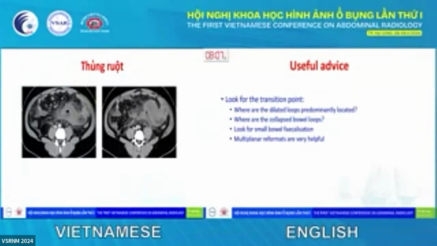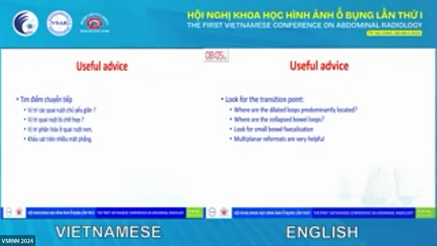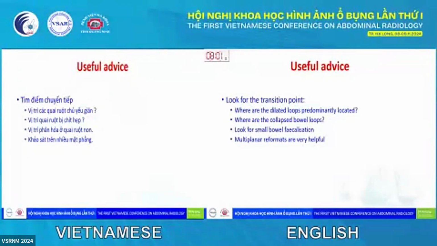So some useful advice that I give to my junior residents when they are reading scans such as this. I frequently get asked, how do I look for the transition point? So some advice that I give them is to look at where the dilated loops are predominantly located. Are they located predominantly in the upper abdomen or in the lower abdomen? If it's near the lower abdomen, then trace retrogradely from the large bowel loops to the terminal ileum and see whether you can find the transition point.